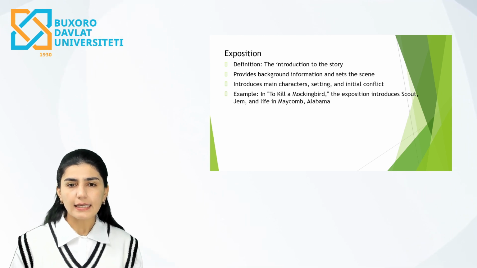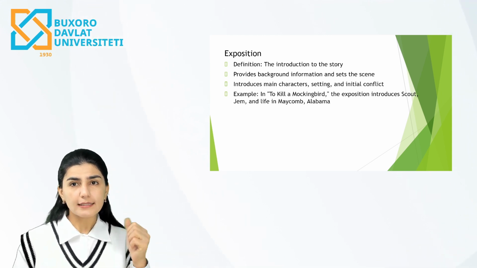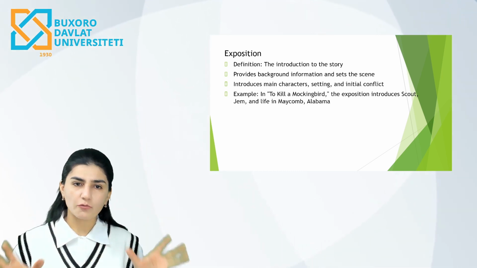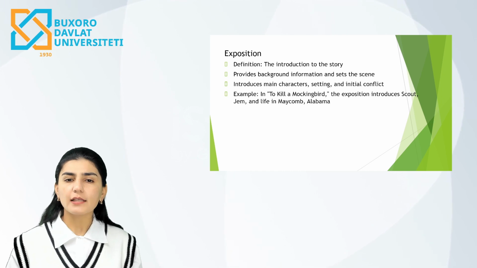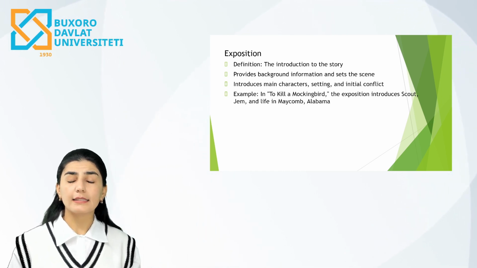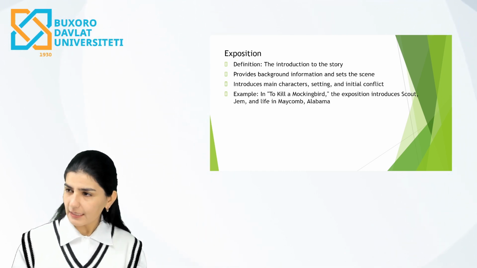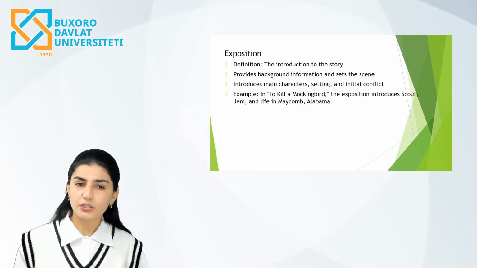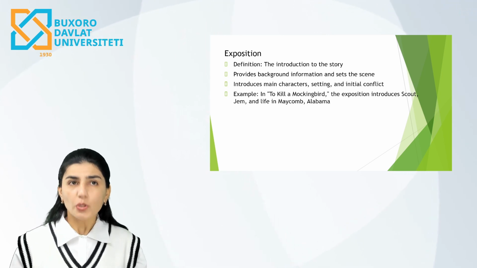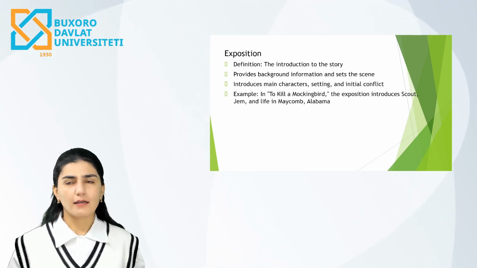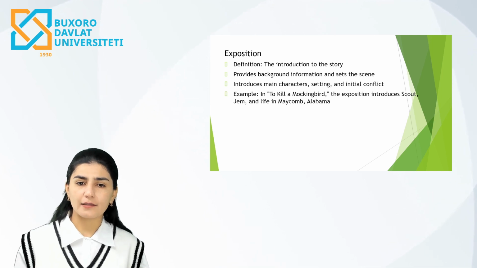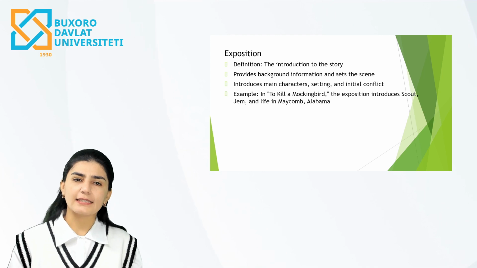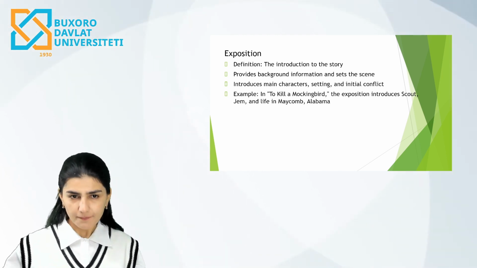Here we can say that setting includes time, place, and background information about the environment. For example, in To Kill a Mockingbird, the exposition introduces the main characters, Scout and Jem, and the social life and people's attitudes, their life in Maycomb, Alabama. It is one example. Briefly, exposition is the introduction to the story.